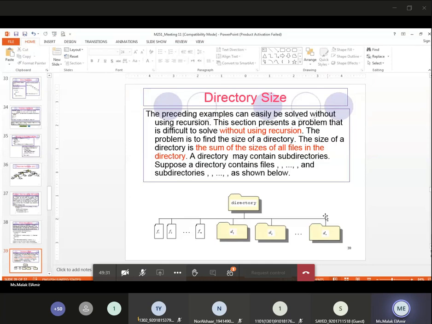So in this case, I have to calculate. Are you a file? Yes, calculate the summation. Are you a file? No, I am a directory.